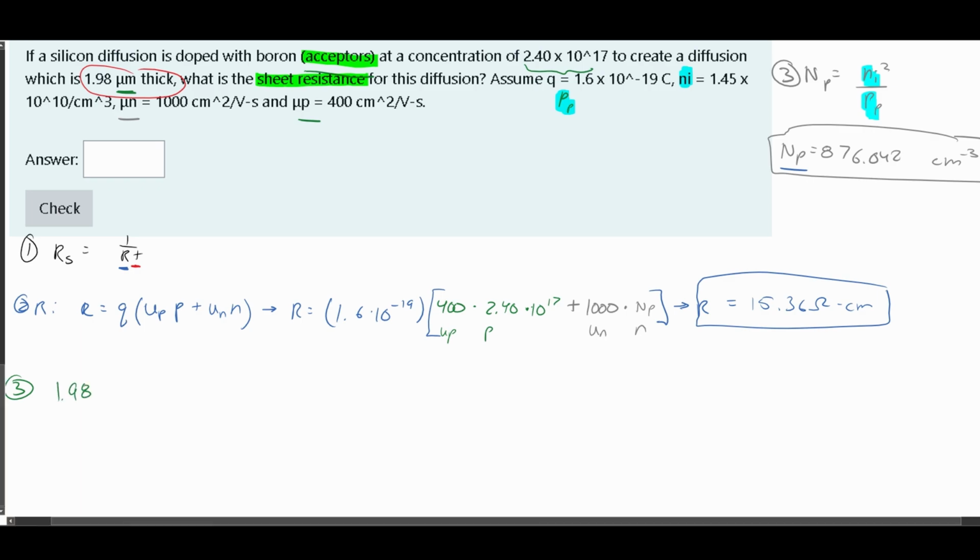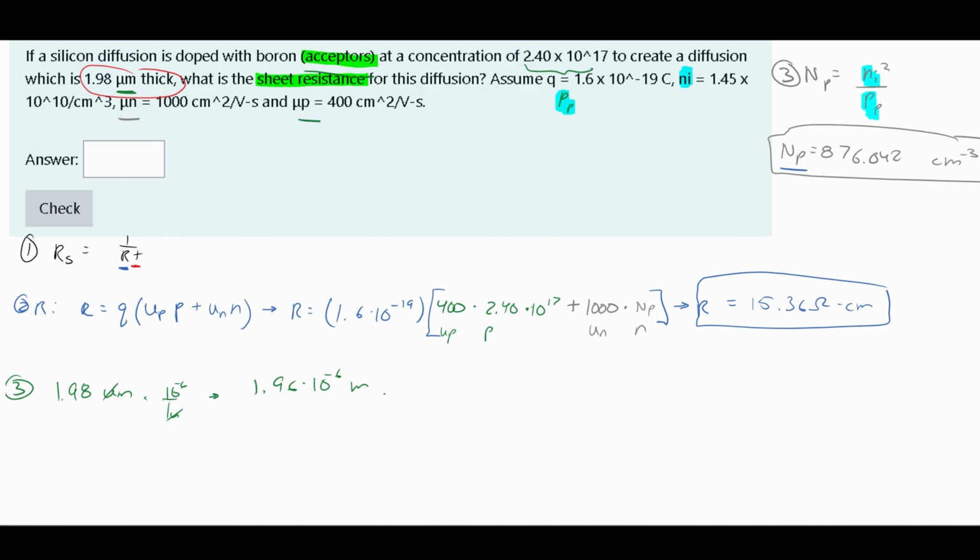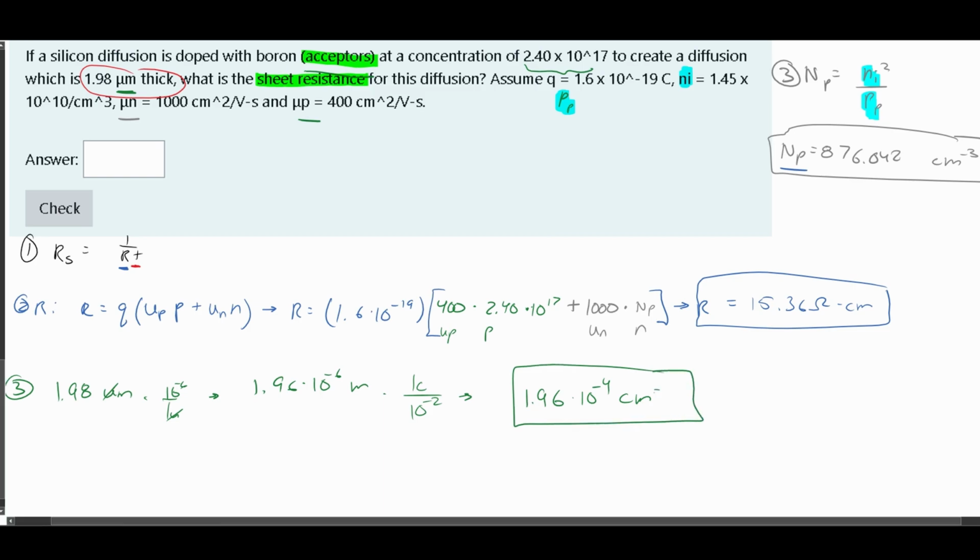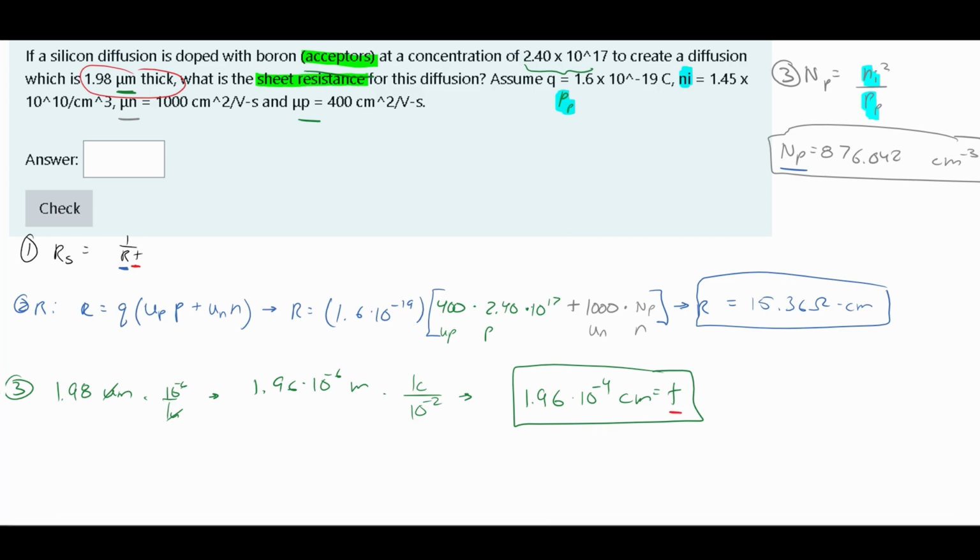We know we have 1.98 micrometers. 1 micro is just 10 to the negative 6. So we're going to have 1.98, and actually, I did that wrong. It should be flipped because the micros need to cancel out, so you're just left with the meters. 1.98 times 10 to the power of negative 6 meters. Now we want to put this in centimeters, so we have 1 centi over 10 to the negative 2. This gives us 1.98 times 10 to the negative 4, and this is in centimeters. So this is going to be our thickness. Now we can just plug everything in because we have everything.